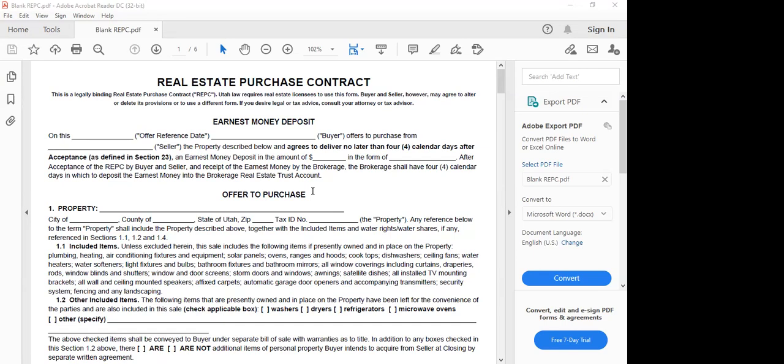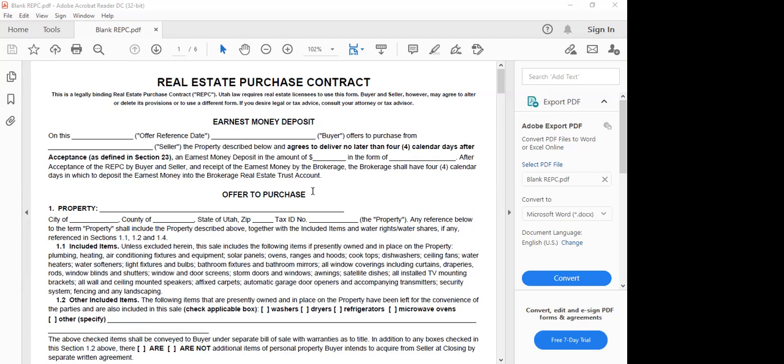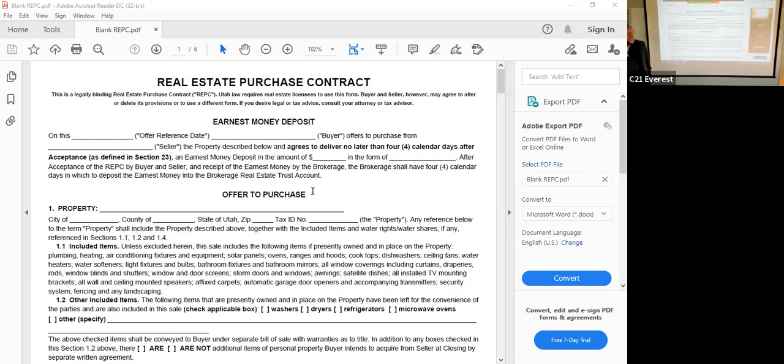Or what addendum? There is an actual state-approved title company addendum. And if you use that addendum, then the answer is yes. Okay, I'll have to look at it. I don't know for sure right now. I'll have to pull it up.